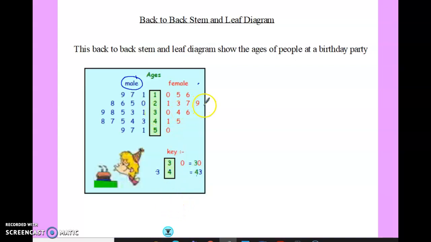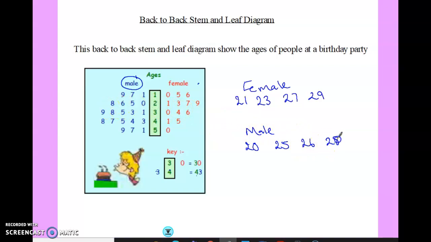Looking at the 20s, for example, for the females, would be 21, 23, 27, 29. That would be for your females. The males, going the other way, the 20s would be 20, 25, 26, and 28. Okay, let's try a couple of questions with this one then.